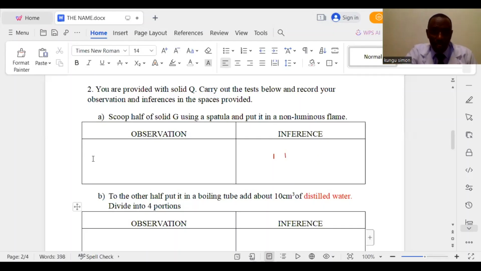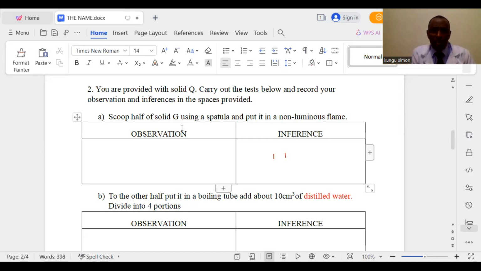So I'm going to share my screen here, and it will help us to go through our question. Yes, and there it is. This was question 2. I did question 1 a while ago. Now, you're provided with solid Q. Carry out the tests below and record your observations and inferences in the spaces provided. In the first case, you're required to scoop half of solid Q using a spatula and put it in a non-luminous flame.